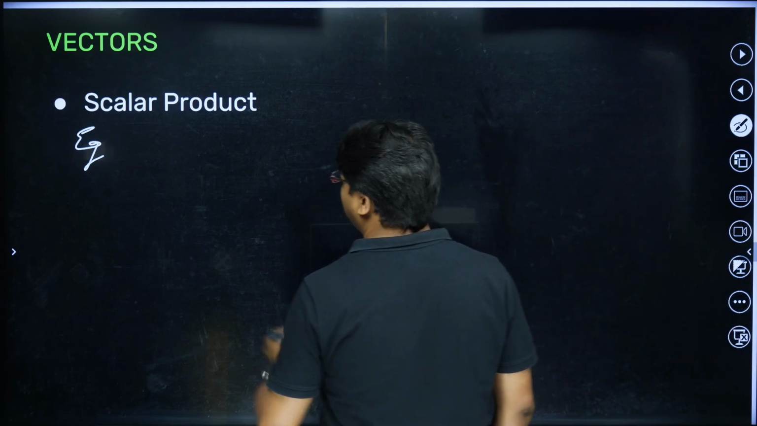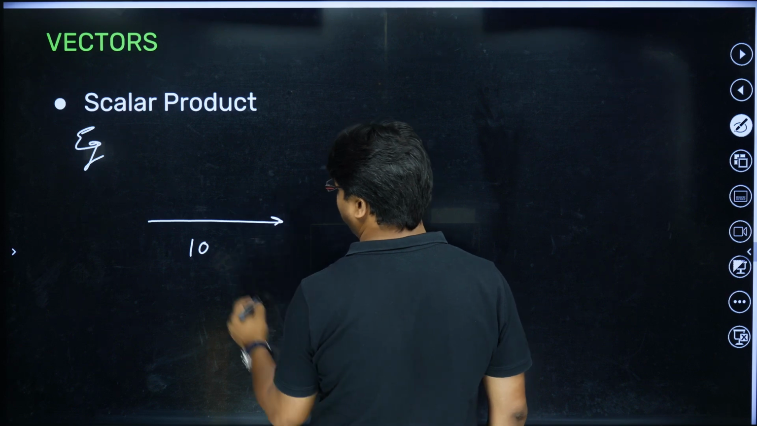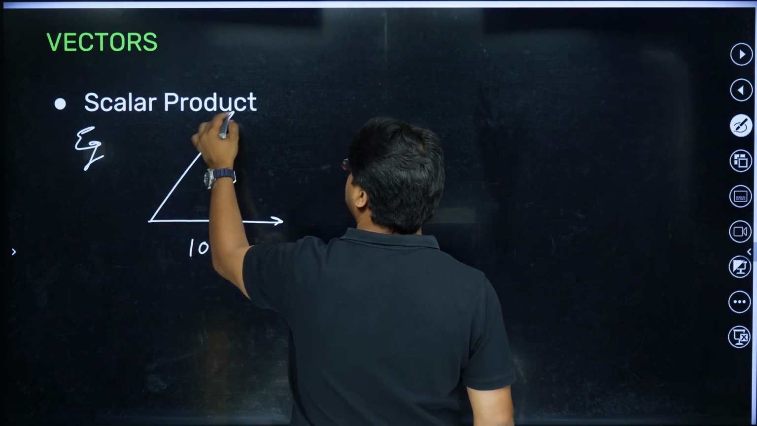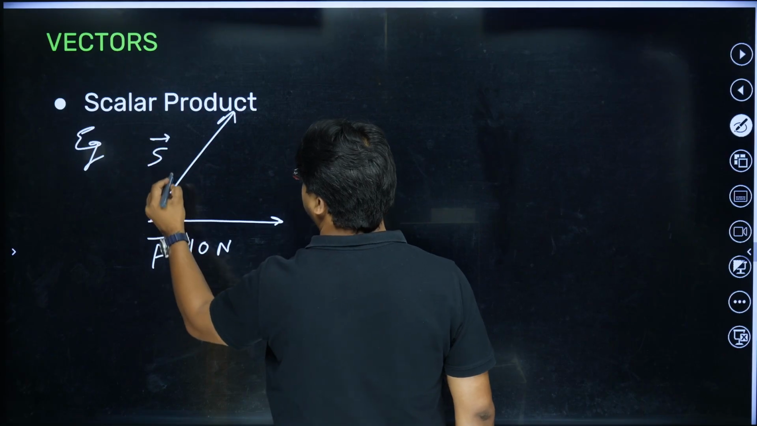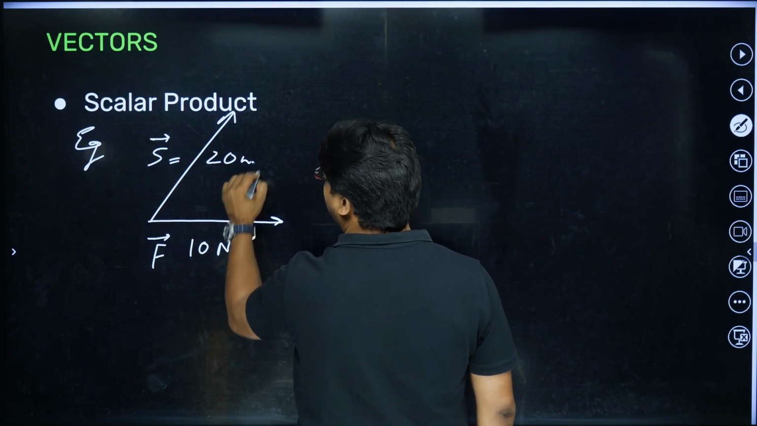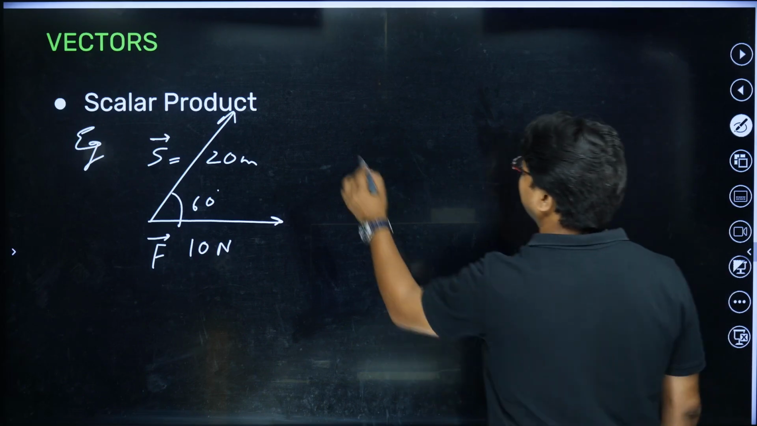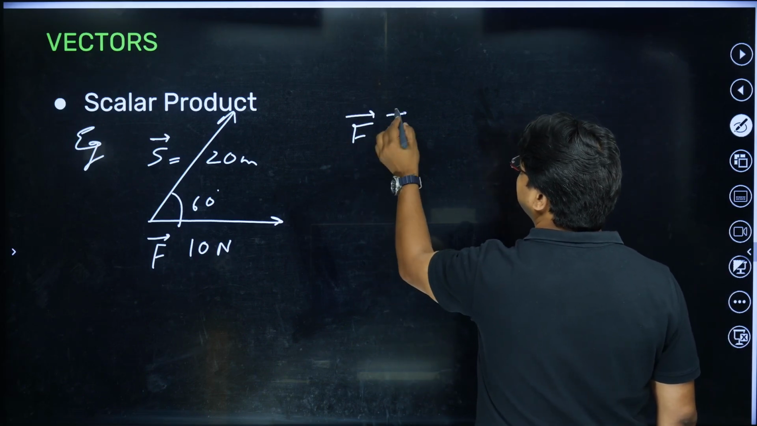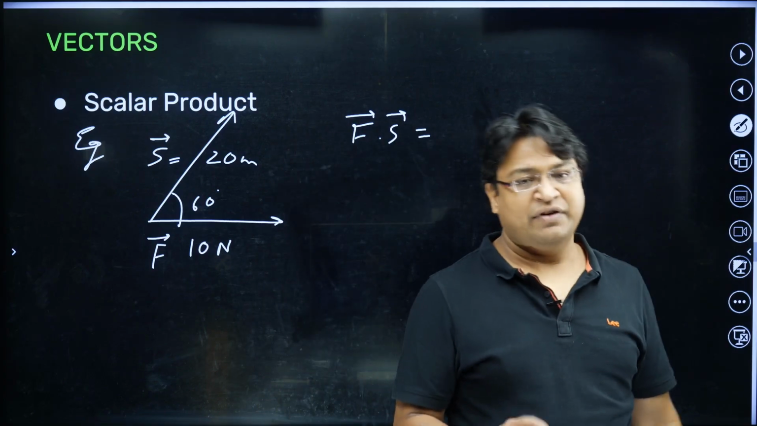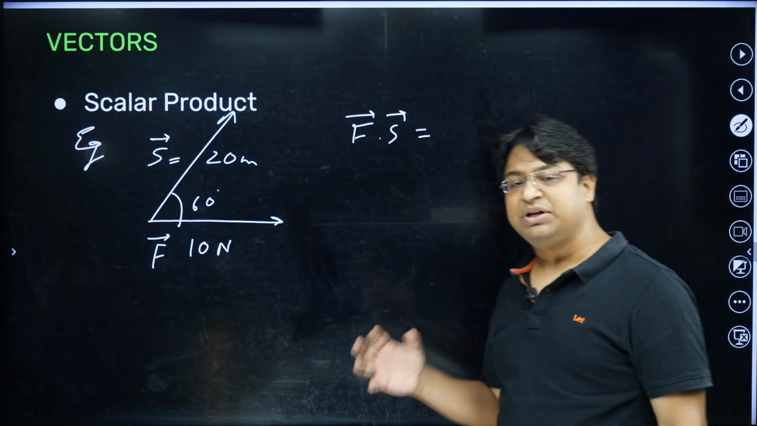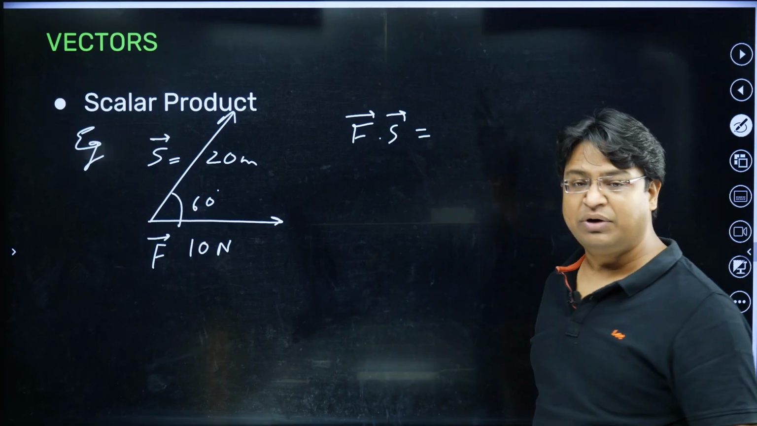Let's say a vector of 10 magnitude was given like this. Let's say a force of 10 Newton, and this is another vector. Let's say this is the force vector, this is the displacement vector, which is, let's say, 20 meter, and let's say they have an angle of 60 degrees between them. So if I ask you to calculate F dot S, let's notice how the information has been given to us. We have been given the magnitude of the two vectors, we have been given the angle between the two vectors, so we are readily capable of calculating the dot product.